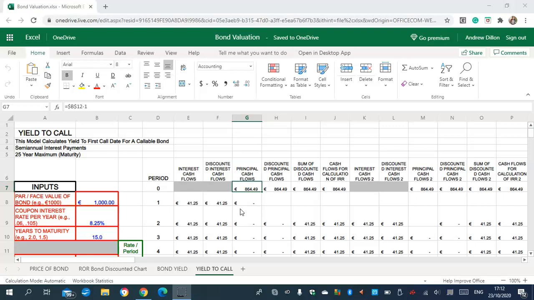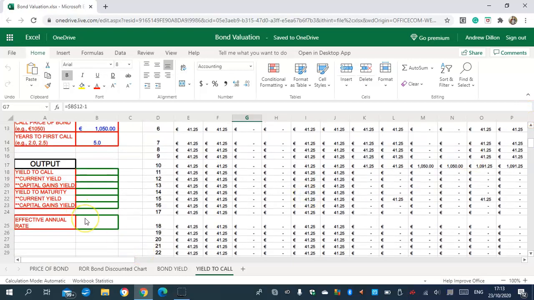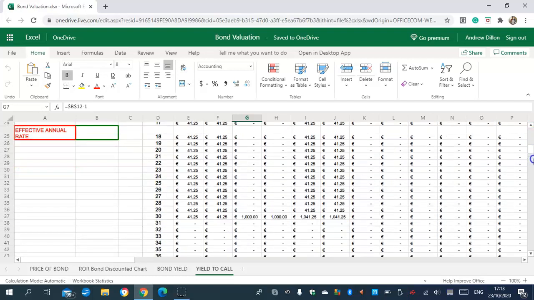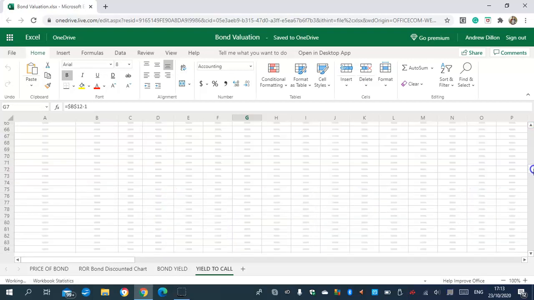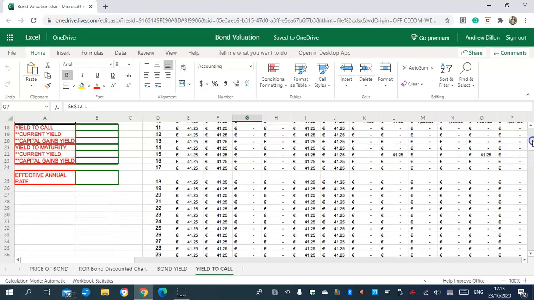On the call sheet, I've got the first part finished for the interest cash flows, the cash flow calculation, and the IRR. After that I calculated the rate periods and all the missing outputs, including the effective annual rate. And at the very end, I have to calculate the two NPV equals and the two internal rate of return equals. Okay, so here we are.